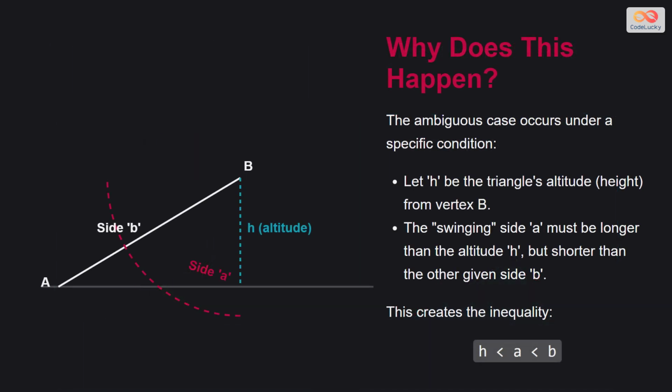This ambiguity doesn't always happen. It occurs under a very specific condition related to the triangle's height or altitude. If we call the swinging side A and the other given side B, the problem arises when side A is shorter than side B, but still long enough to reach the base. In other words, side A must be longer than the altitude. This allows it to intersect the base at two different points.